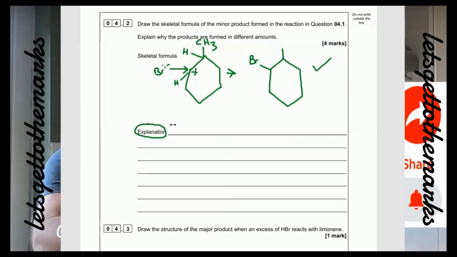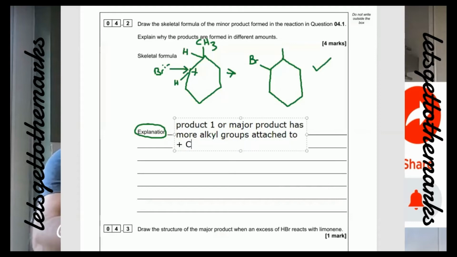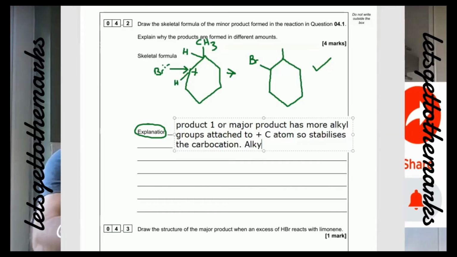Now, why is that carbocation less likely to form than the one in the major product? Well, in product 1, or the major product, the positive carbon atom has more alkyl groups attached, and the alkyl group we're referring to is that CH3, that methyl group at the top. Okay, and that's attached directly to the positive carbon in the major product, and so it stabilizes the carbocation, meaning that route is much more likely for the reaction to take, as the alkyl groups are electron releasing.